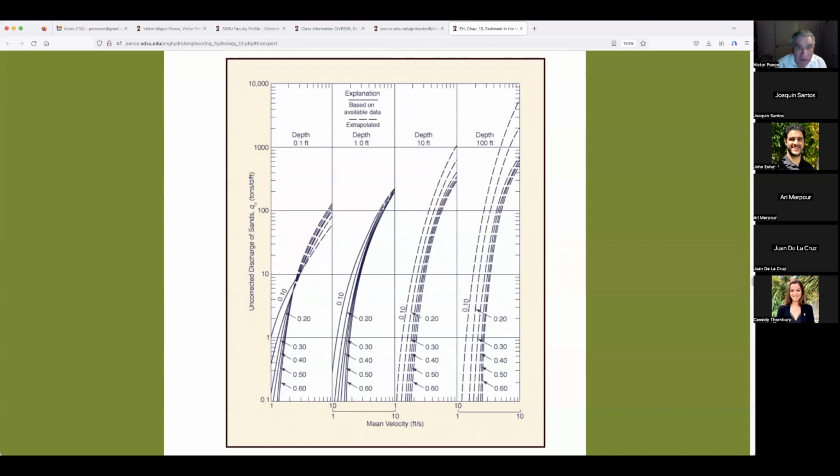So with the D50, the depth and the hydraulics are already known, so we go in there. For instance, in this case, let's say the mean velocity is 3. We go in at 3 in here. Let's say the size is 0.5. We go here to 0.5. We're kind of in a cloud of data in here, so we're going to get a number in here. We're going to get 20, 30. We get 30 tons per day per foot.